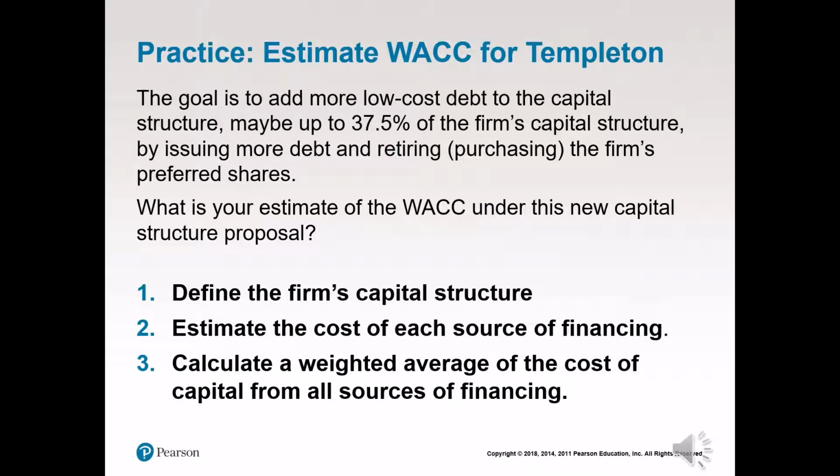We're going to use the same steps as we used before. The first one is to define the firm's existing capital structure. Number 2, to estimate the cost of each source of financing. And then 3, calculate a weighted average of the cost of capital from all sources of financing.